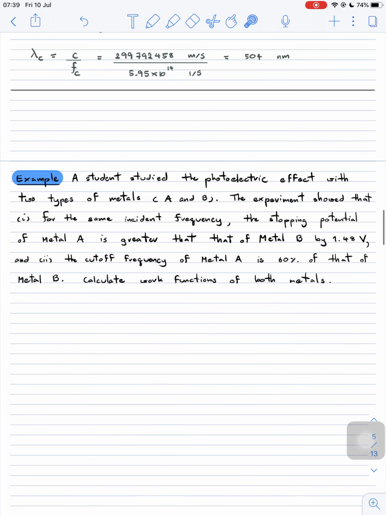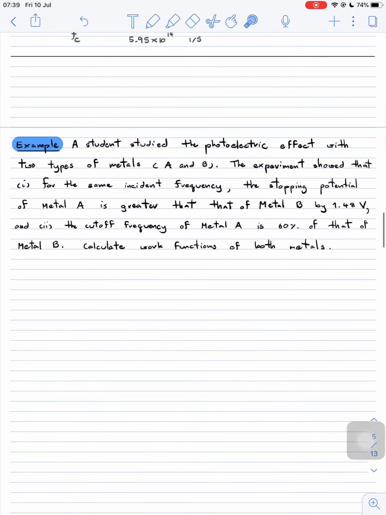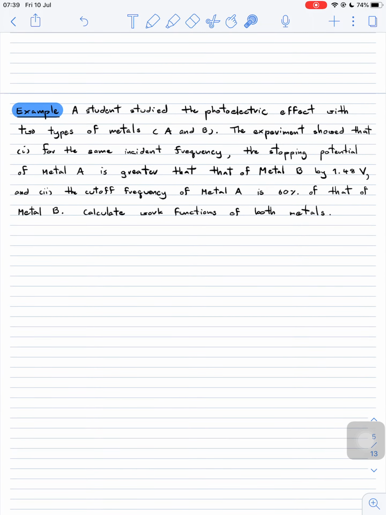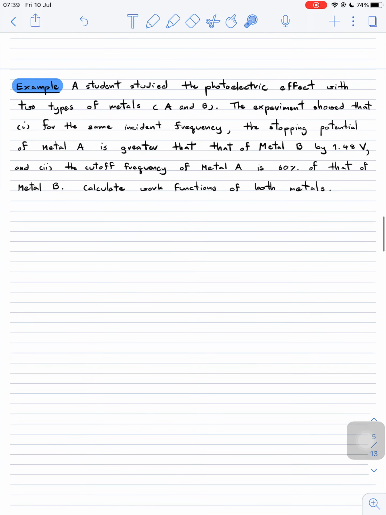A student studied the photoelectric effect with two types of metals. Okay, we have metal A and metal B. The experiment showed that, number one, for the same incident frequency, the stopping potential of metal A is greater than the stopping potential of metal B by 1.48 volts.